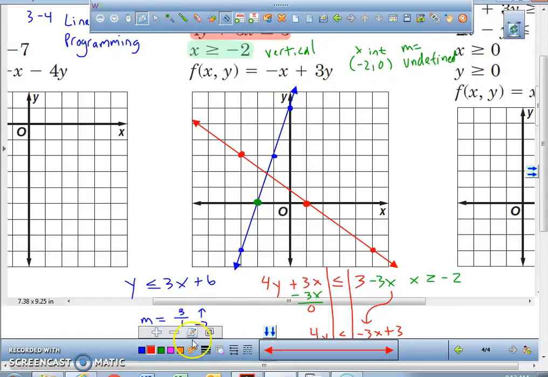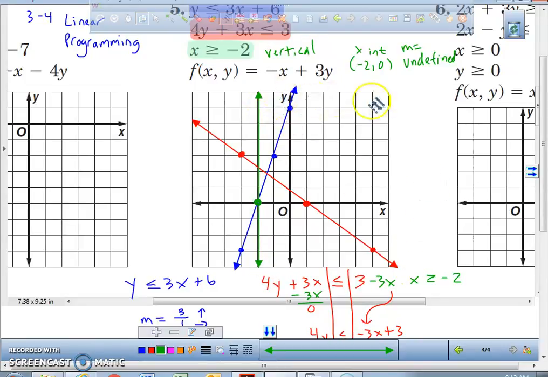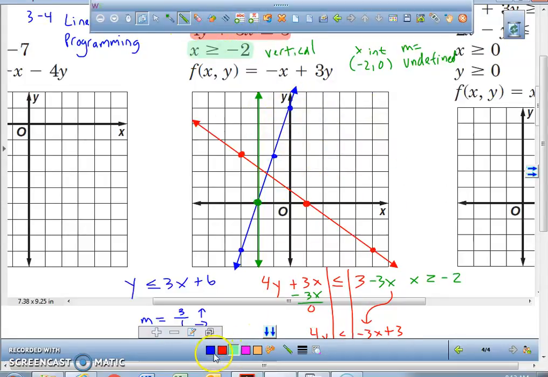And you graph that vertical line going straight down where x is equal to negative 2. And where would I shade that? I would shade everything going to the right. So let me explain something right now.